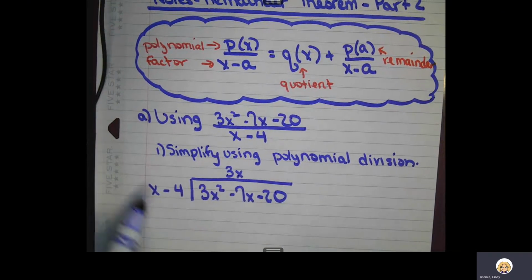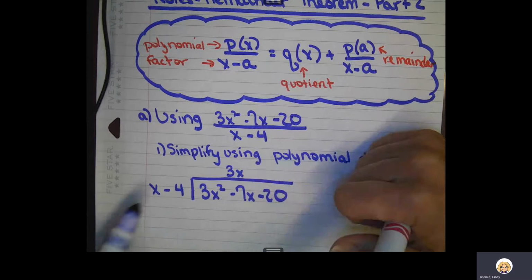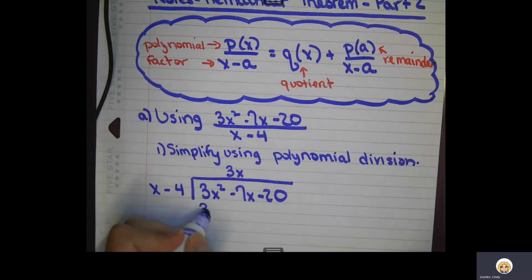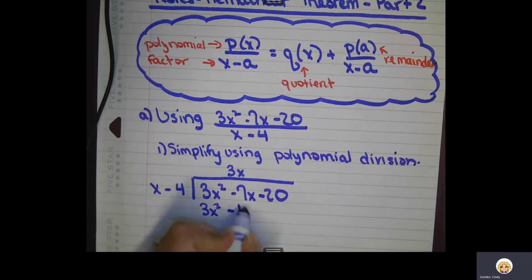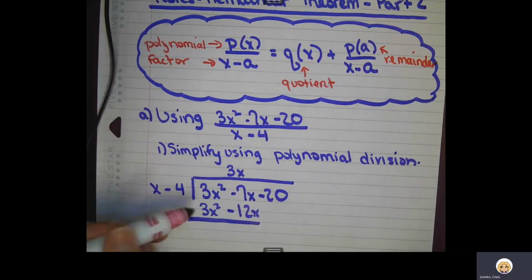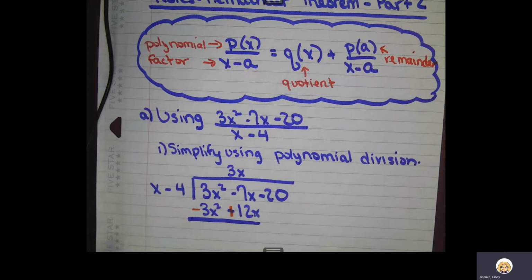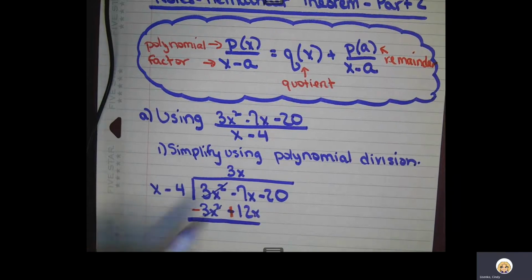We're going to multiply this x minus 4 by 3x. So x times 3x is 3x squared. That's what we wanted because we want these to match. 3x times negative 4 is negative 12x, so that goes underneath the negative 7x. We're going to combine, but remember we're subtracting, so we're changing the signs of what we just wrote. Now if we combine straight down, our 3x squareds cancel out, which is what we wanted. Negative 7x plus 12x is 5x, so I'm going to bring down the 5x.